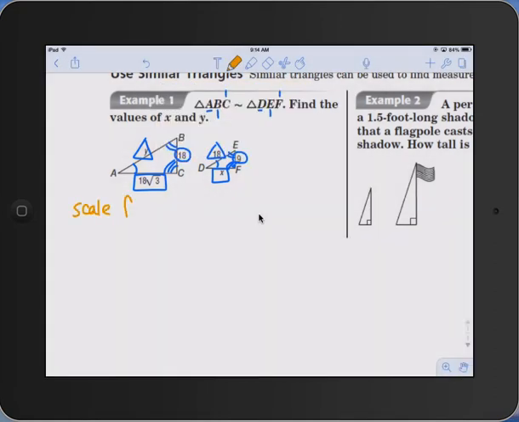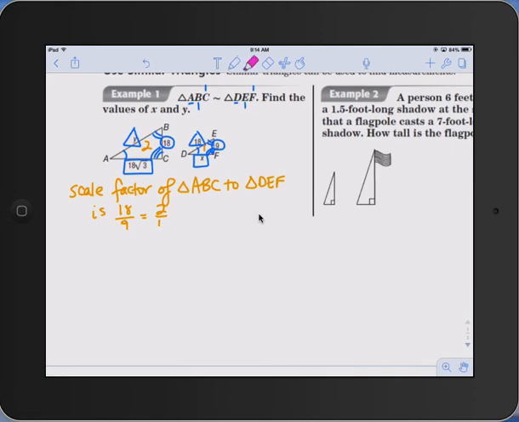Now I might want to go ahead and just say the scale factor of triangle ABC to triangle DEF is 18 to 9. Let me write that as a fraction. 18 to 9, which is the same as 2 to 1. So every side here compared to every side here is a 2 to 1 ratio. That's kind of helpful to know because we need that to set up our proportions.